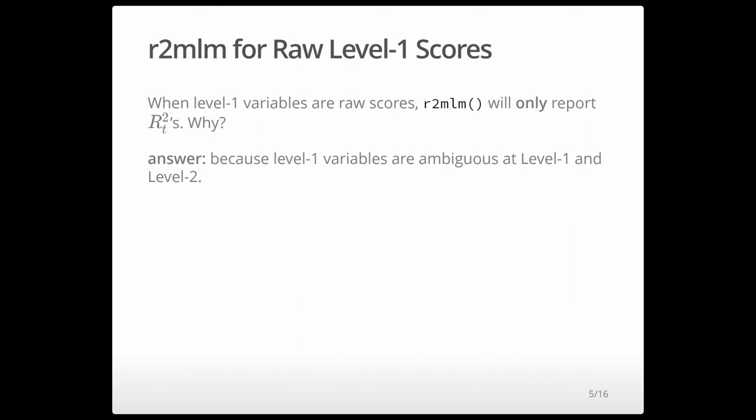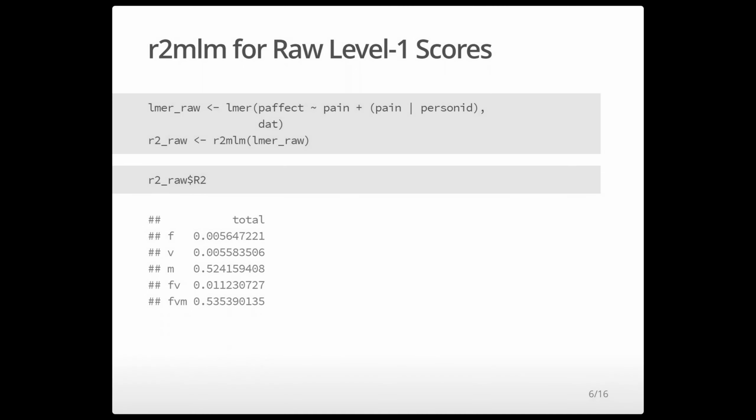The answer is because level 1 variables are ambiguous at level 1 and level 2. So decomposing the between and within components of level 1 predictors is not something that is doable for this package. I'm not sure if it's completely undoable or if it's something the authors simply don't believe is appropriate to report, but either way, we don't get the between and within columns when we have level 1 predictors. So here we see we fit a model with the raw score of pain and a random slope for pain, and we get the R square MLM table, and we only get the total column.